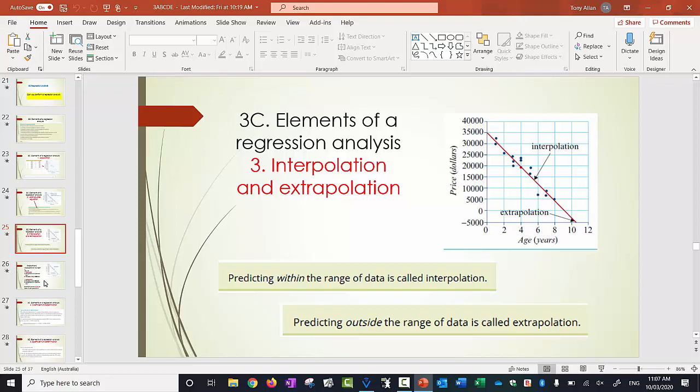If you made a prediction here, you're saying it's negative $5,000. How can a car be negative? Pay somebody to take it away? You wouldn't sell it for much, would you? So that's nonsense. Obviously, this data should level out, so it ceases to be linear, and you can no longer make a valid prediction. So extrapolations you've got to treat with caution. You may be able to make extrapolations on your data.